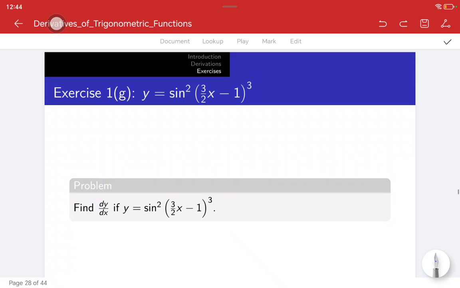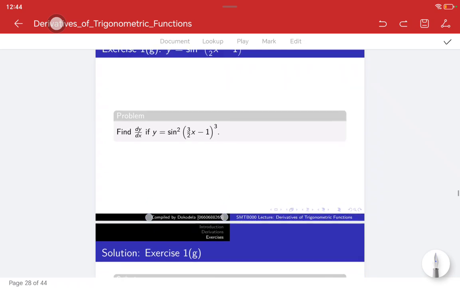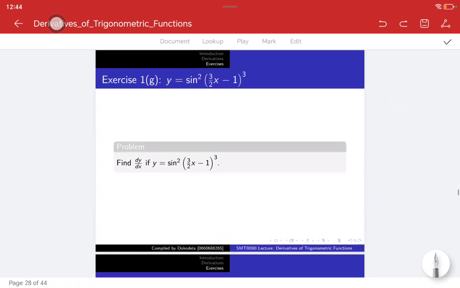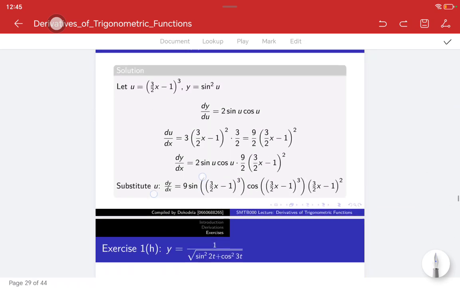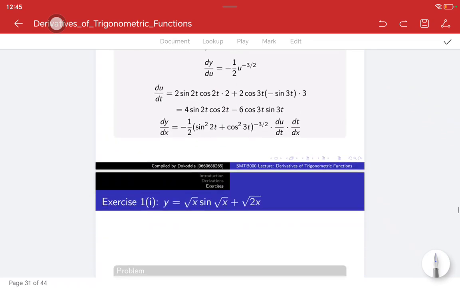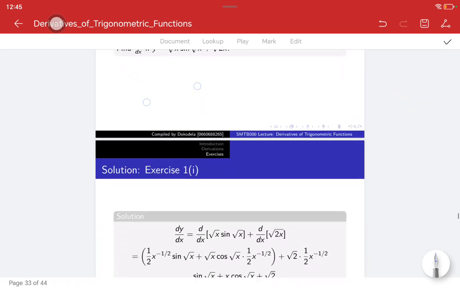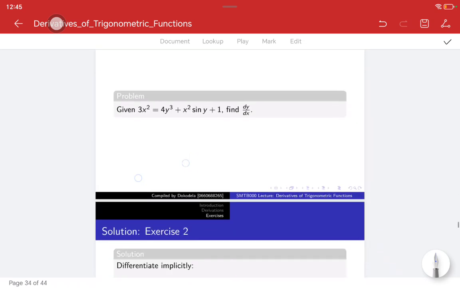Now, what I want you to do right now is look at all these problems. Then also look at exercise 1G, because I don't want the recording to be too long. I know that if we make the recording too long, people won't look at it. So look at 1G, the solutions are there. Look at 1H, look at 1I. I also included some implicit differentiation there.